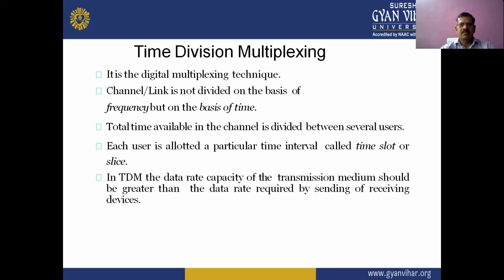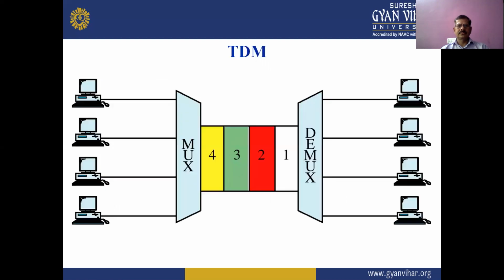Next one is time division multiplexing, TDM. It is a digital multiplexing technique. The channel link is not divided on the basis of frequency, but on the basis of time. The total time available in the channel is divided between several users. Each user is allotted a particular time interval called a time slot or slice. In TDM, the data rate capacity of the transmission medium should be greater than the data rate required for the sending or receiving device. This is the TDM time division multiplexing system.